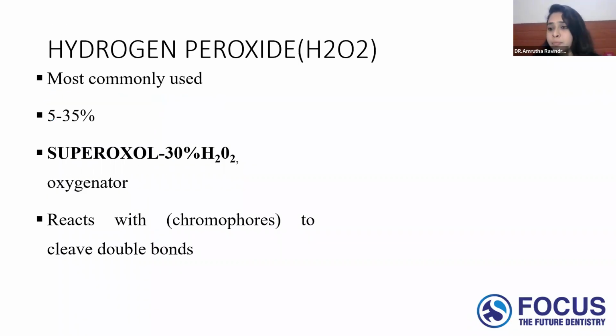Now coming to hydrogen peroxide, which is the most commonly used bleaching agent. A concentration of about 5 to 35% of hydrogen peroxide is used, and 30% hydrogen peroxide is called superoxol. This reacts with the chromophores and results in the formation of free radicals, which results in bleaching. Okay.